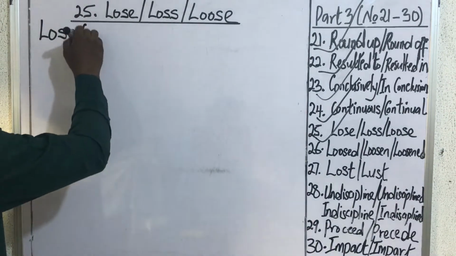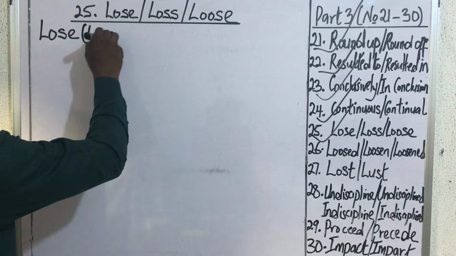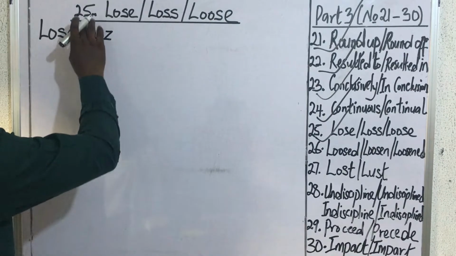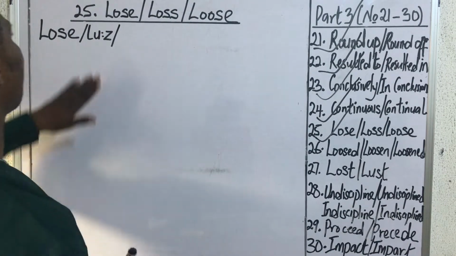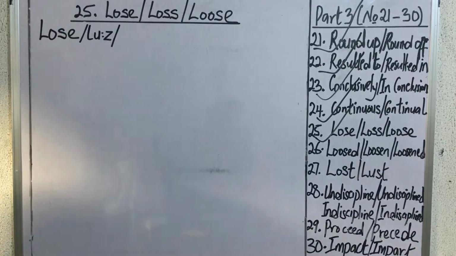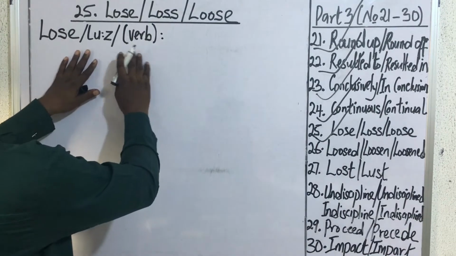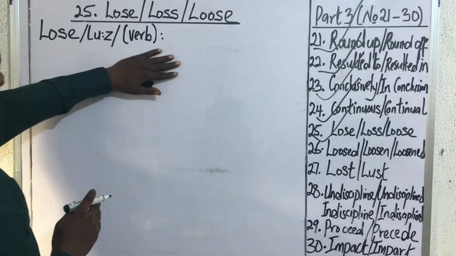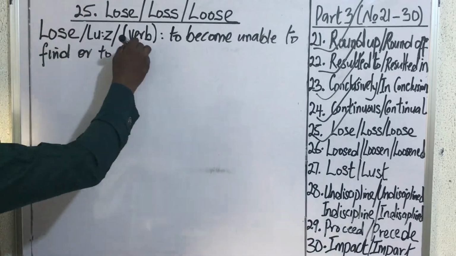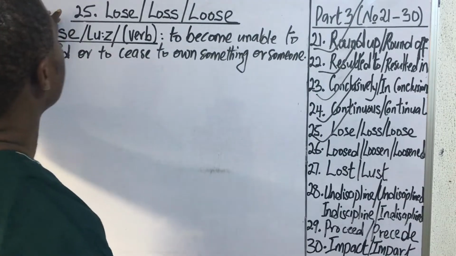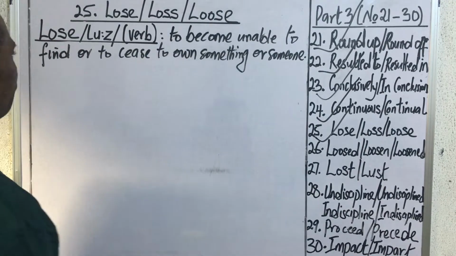So this word is pronounced as L, O, S, E, that is lose. It's pronounced as what? Lose. Now, what's the meaning? It is a verb. The word is a verb, so we have to add this. It means to become unable to find or to cease to own something or someone. So lose means to become unable to find something or to cease to own something.